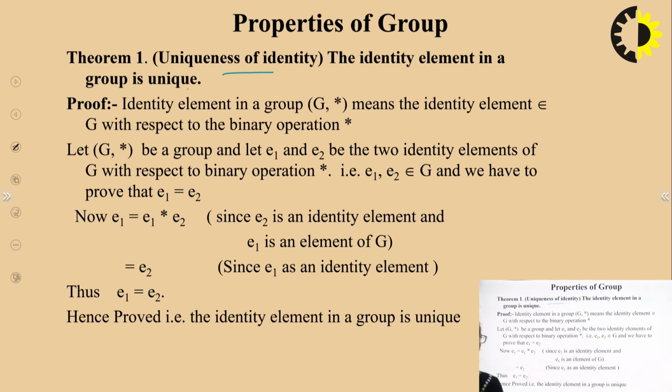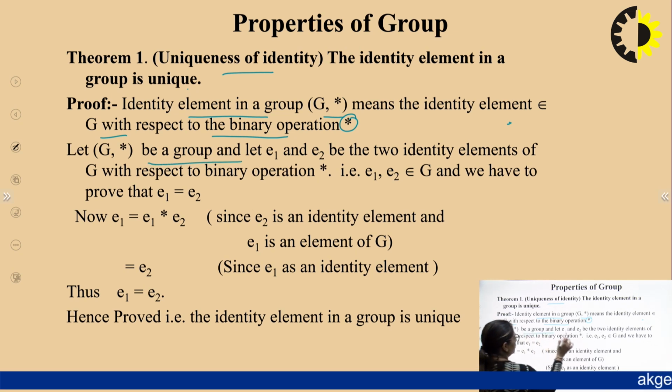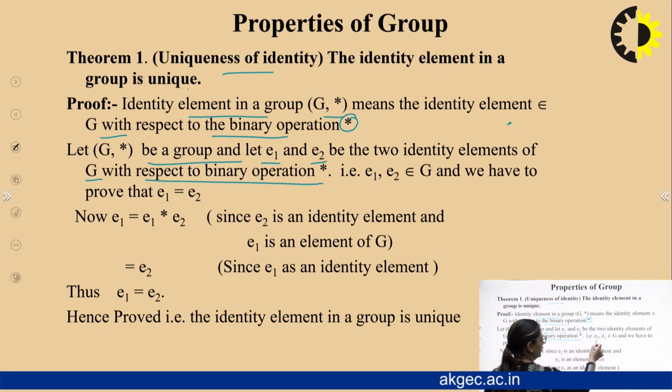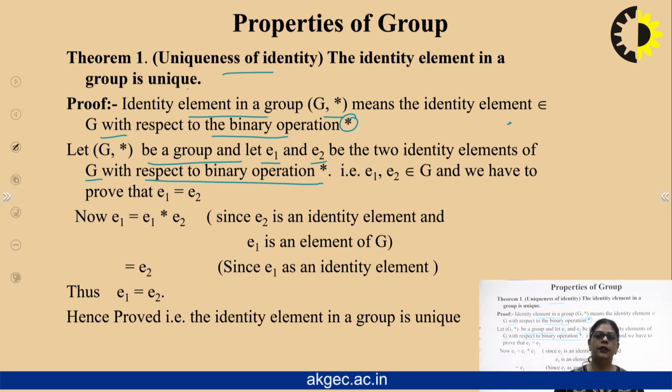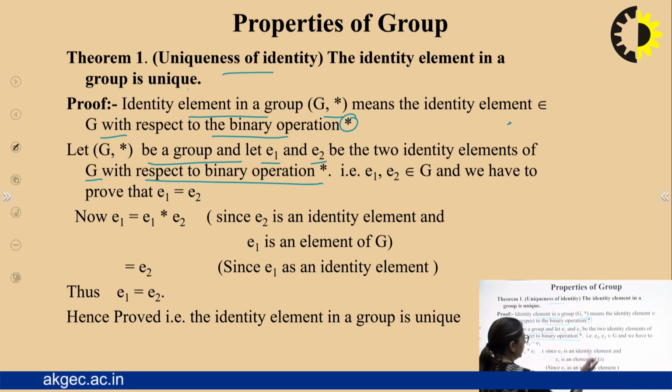Now let's prove this. Identity element in a group G means the identity element belonging to G with respect to the binary operation star. Let (G, *) be a group and let E1 and E2 be two identity elements of G with respect to the binary operation star. Now we have to prove that the identity is unique. So we take more than one identity and show a contradiction, that it is false. So it proves that there is a unique identity, and we have to prove that E1 is equal to E2.